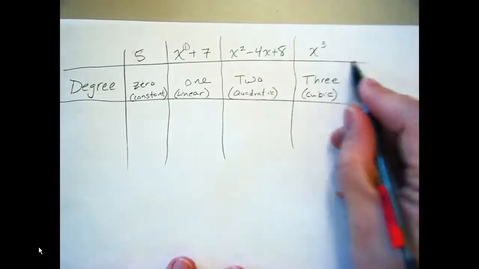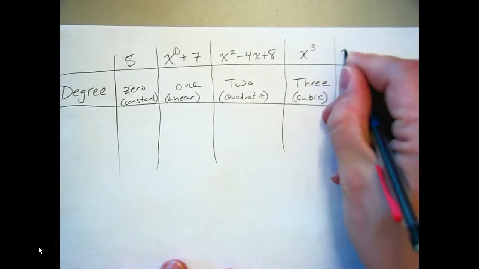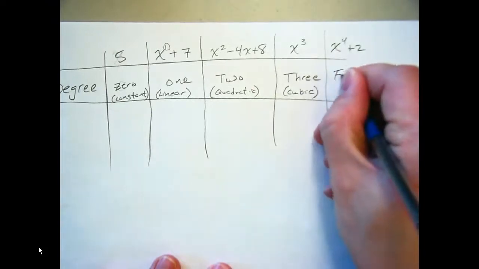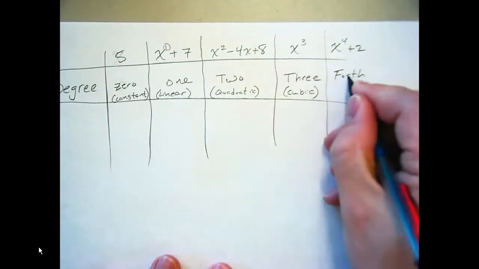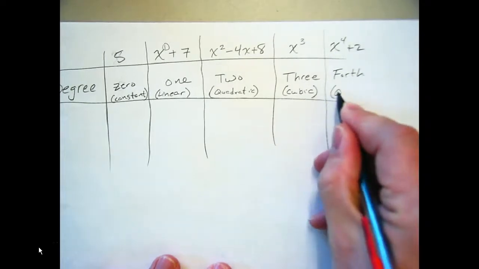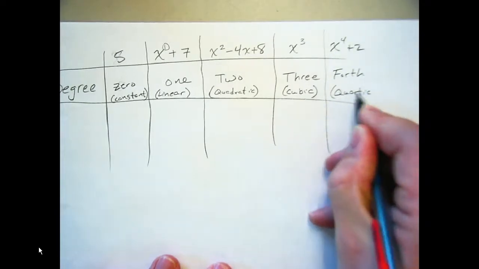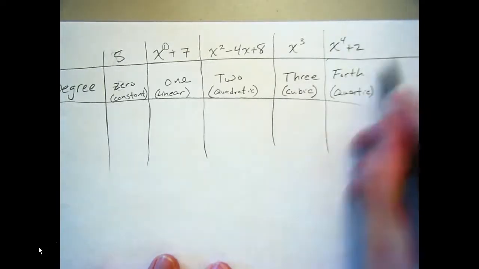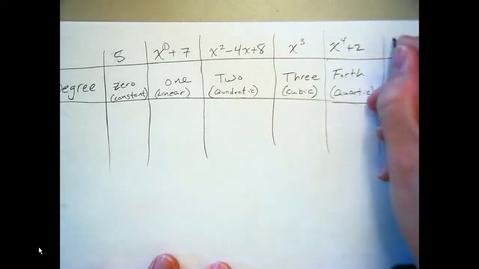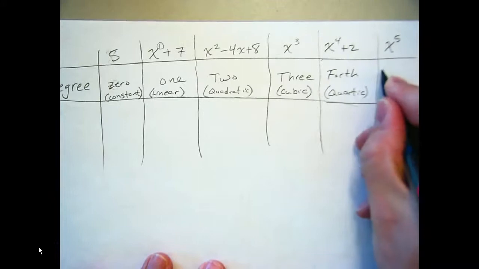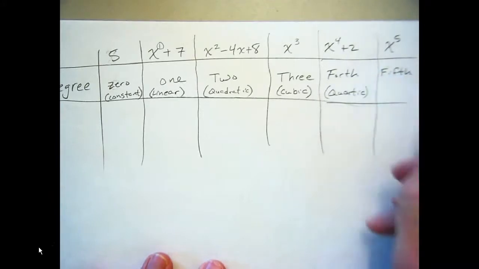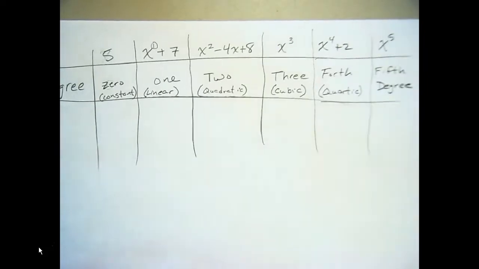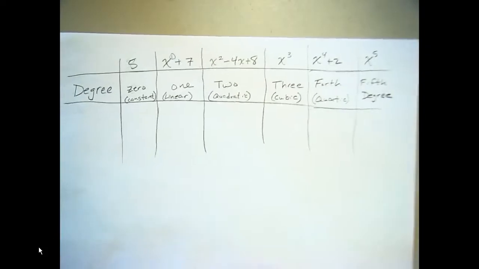All right, if we go above 3rd degree, so let's say I have x to the 4th plus 2. That's a 4th degree. That actually is called a quartic. Sorry, if we go above 4th degree, however, we're just going to call it whatever degree you're on. So if I go x to the 5th, we're just going to call that a 5th degree. We're not going to give it a special name. Quartic is the highest special name we're going to cover. Everybody else is beneath it.